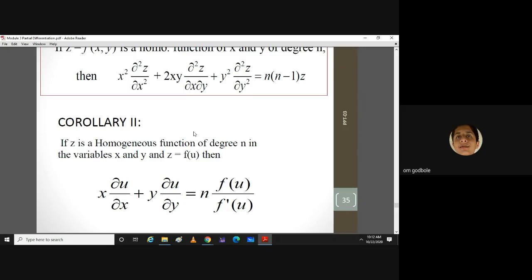Yes. Sine u is equal to x square plus y square, and sine u is homogeneous. So what is the degree of sine u? 2. Okay. So therefore, the value of x ∂u/∂x plus y ∂u/∂y is equal to 2 into sine u upon cos u, because the derivative of sine u is cos u. So this is 2 times tan u. You got my point?